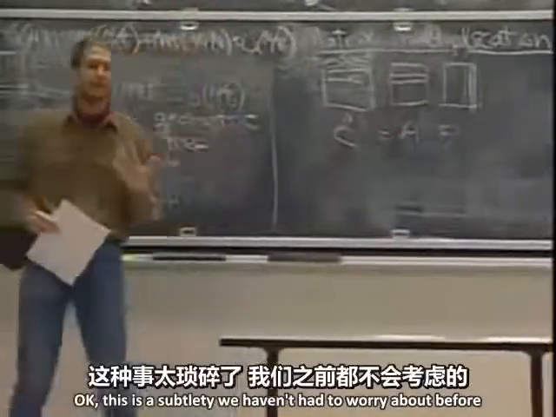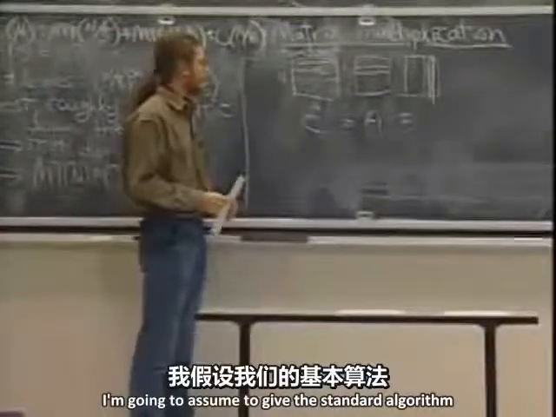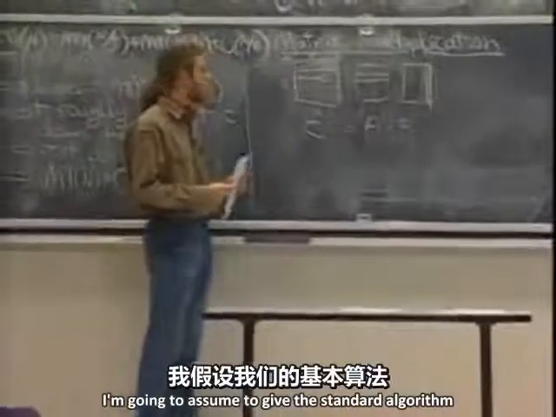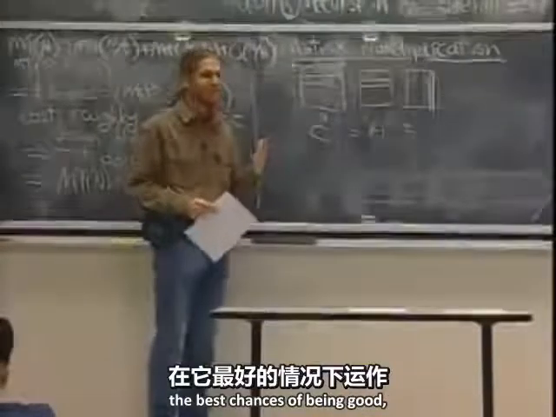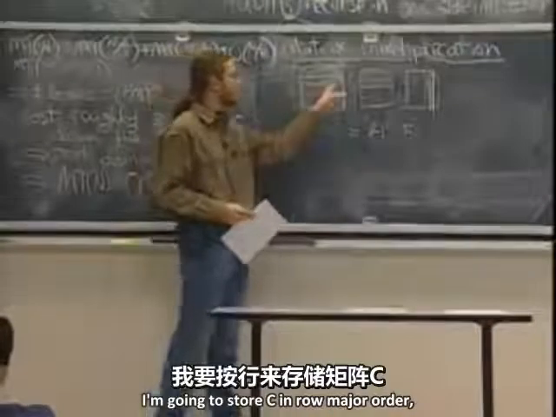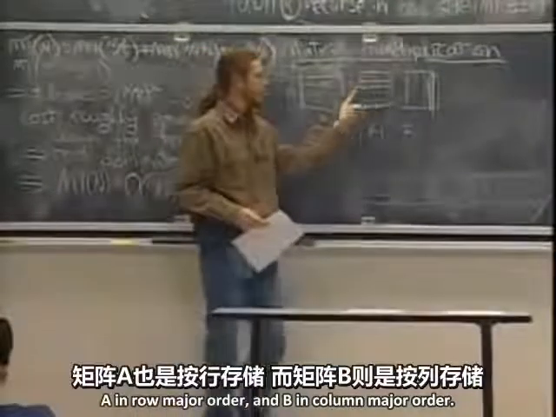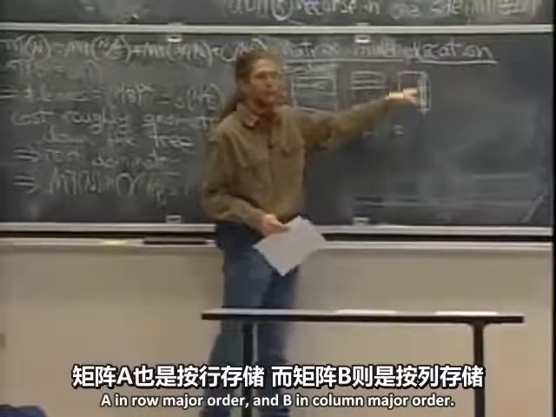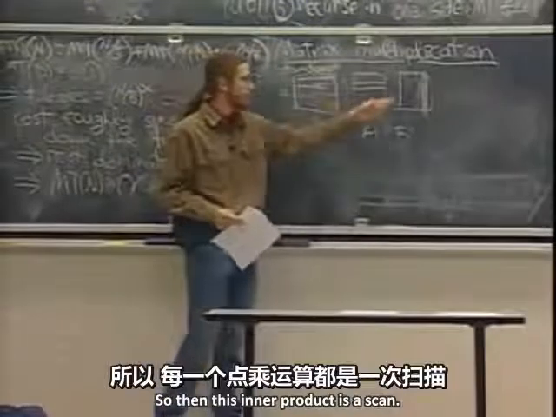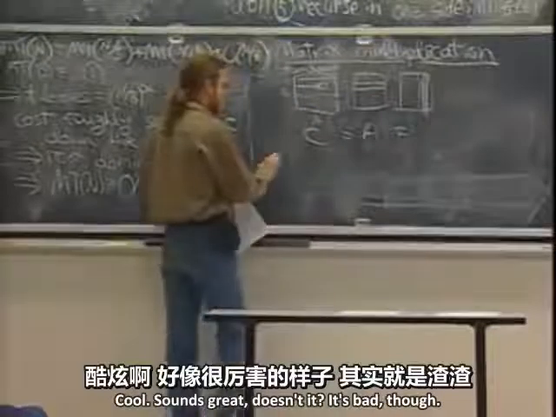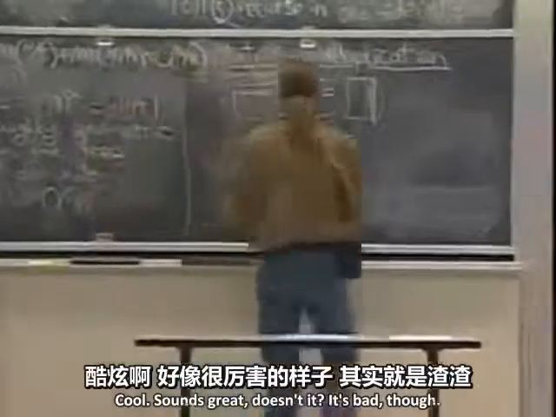Okay, this is a subtlety that we haven't had to worry about before because everything was uniform. To give the standard algorithm the best chances of being good, I'm going to store C in row major order, A in row major order, and B in column major order. So everything is nice and you're scanning. So then this inner product is a scan. Cool. Sounds great, doesn't it? It's bad, though.